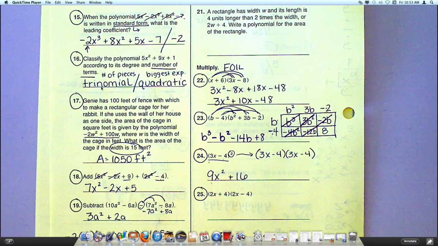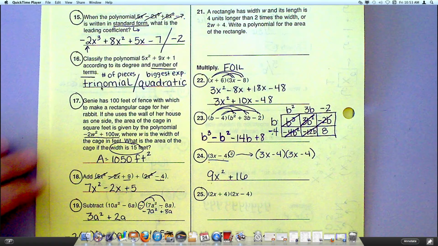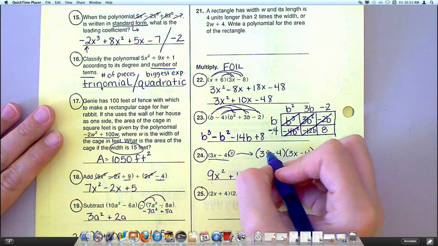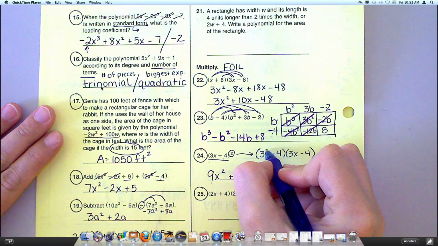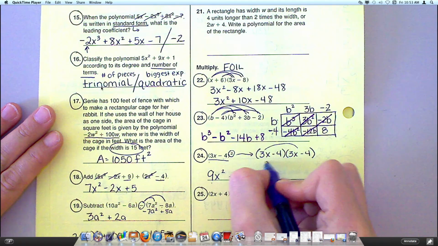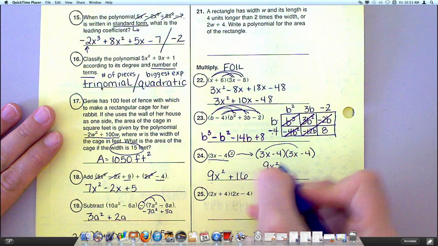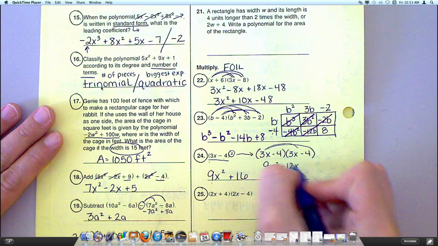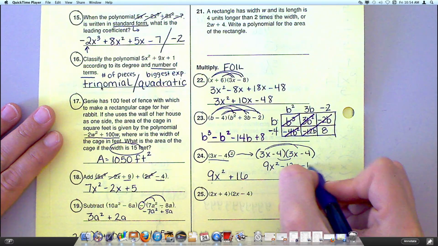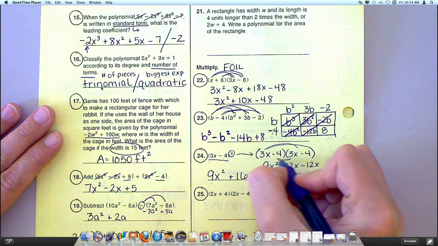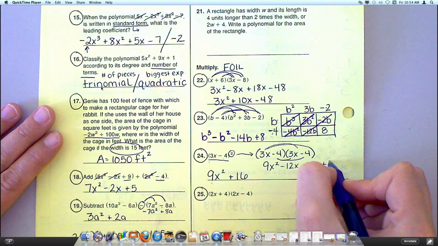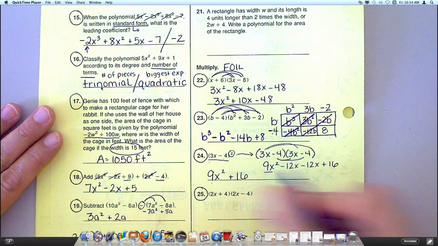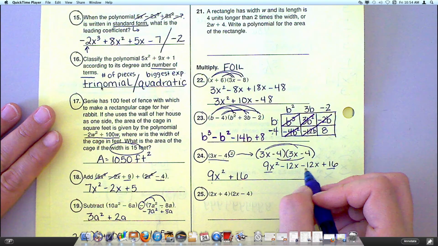Well, I got the negative 12 for the O and the I, so they just cancel each other. Oh, okay. Let's check that. So maybe some of you canceled things out that weren't supposed to be canceled. So 3x times 3x is 9x squared. 3x times negative 4 is negative 12x. Negative 4 times 3x is negative 12x. And negative 4 times negative 4 is positive 16.